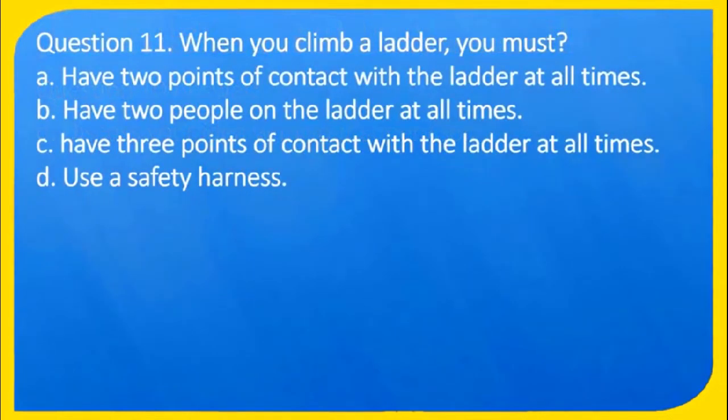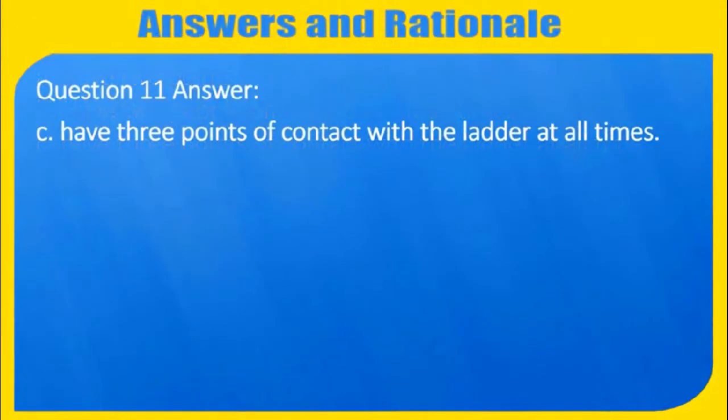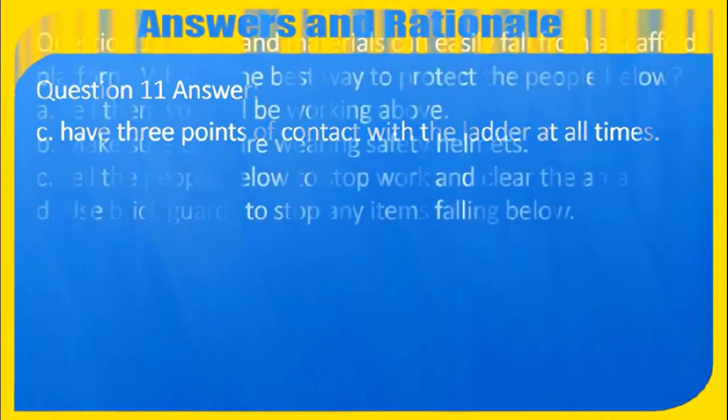Question 11. When you climb a ladder, you must A. Have 2 points of contact with the ladder at all times. B. Have 2 people on the ladder at all times. C. Have 3 points of contact with the ladder at all times. D. Use a safety harness. Question 11. Answer C. Have 3 points of contact with the ladder at all times.